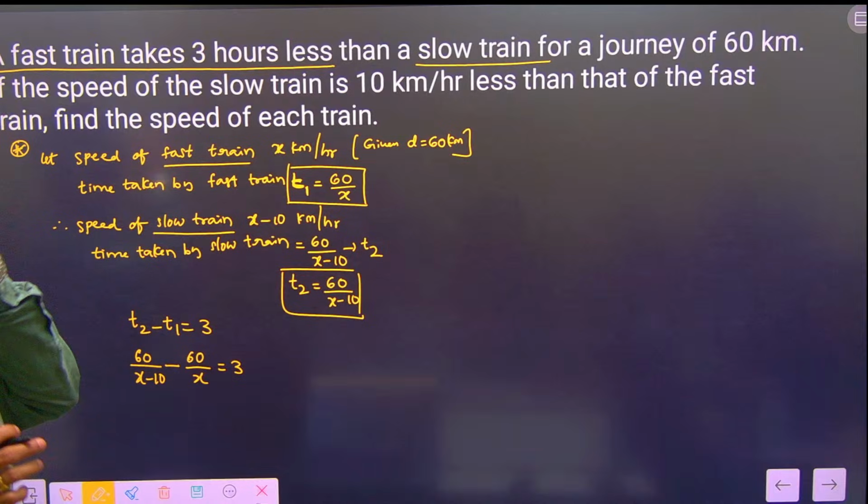So factors of 200 such that we get 20 and 10: minus 20 plus 10. Split the middle term, find the values of x, then write the conclusion.